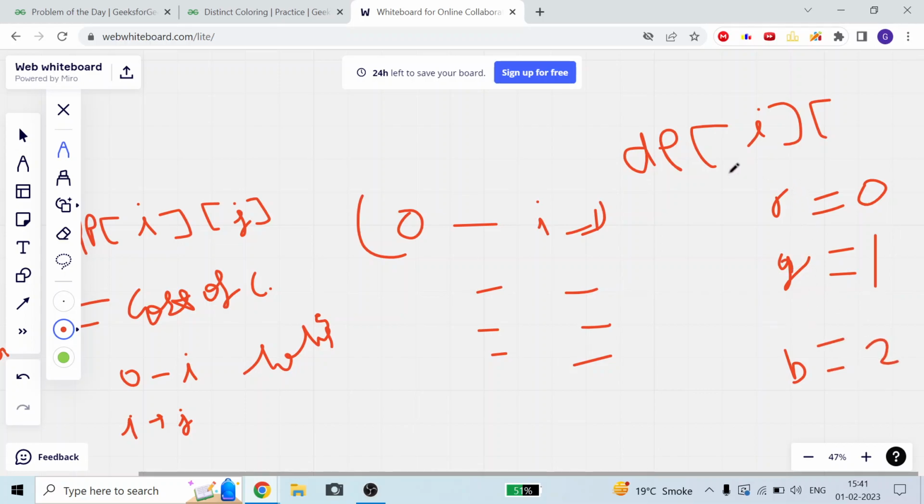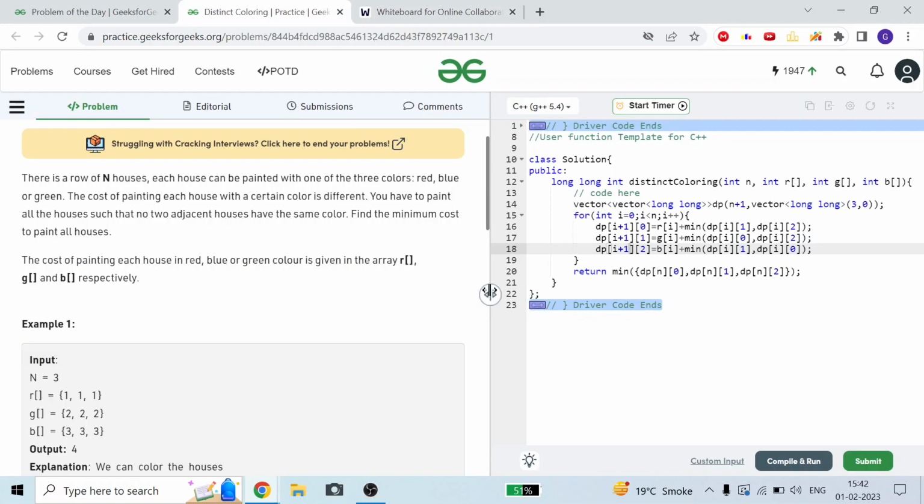Now if I am painting my ith house in color r, then what is my cost of dp i comma 0? dp i comma 0 is equal to the cost of coloring the ith house in r, means r of i, because I am painting the ith house, plus the minimum of the cost of painting 0 to i minus 1 houses, where the i minus 1th house is painted in either green or blue. Very simple.